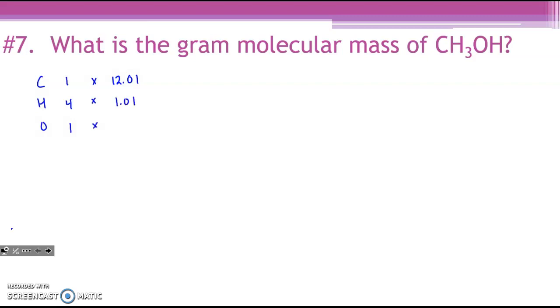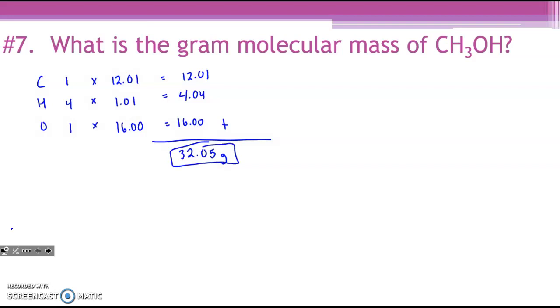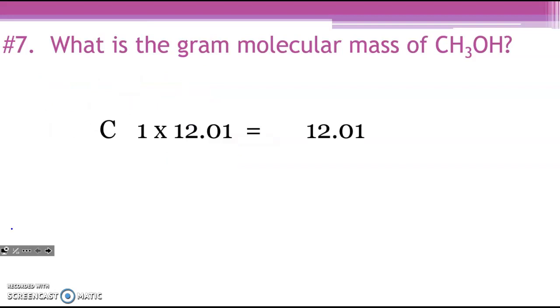So for carbon, it's 12.01. For hydrogen, 1.01. For oxygen, 16.00. When you multiply those out, you get 12.01, 4.04, 16.00. You want to add those up and get a total, 32.05 grams. This is your GMM, gram molecular mass, of this molecular compound.